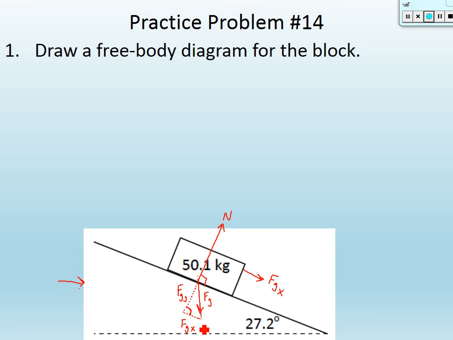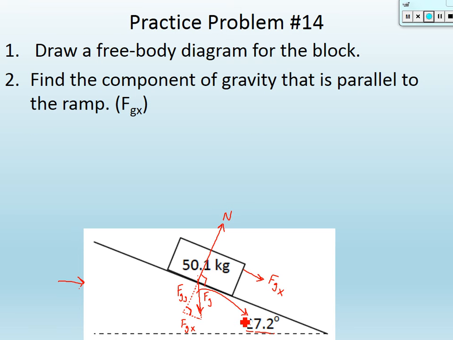Also, if your inclined plane is at 27.2, this angle right there is equal to 27.2. Okay. All right. It says find the component of gravity that is parallel to the ramp, so FGX. We want to find this one.